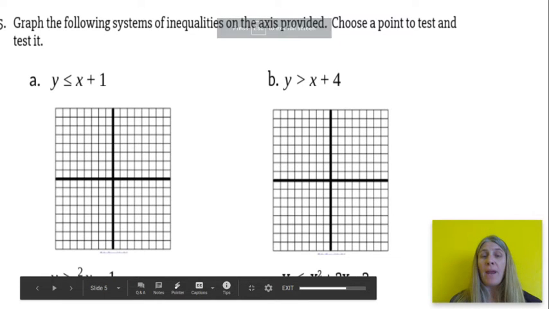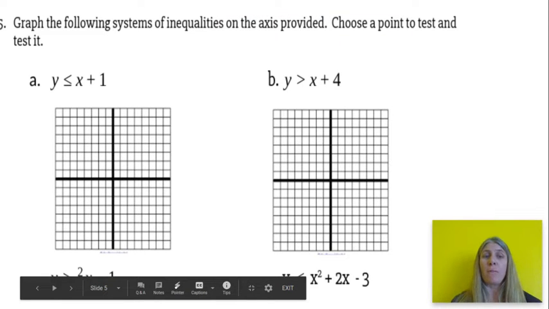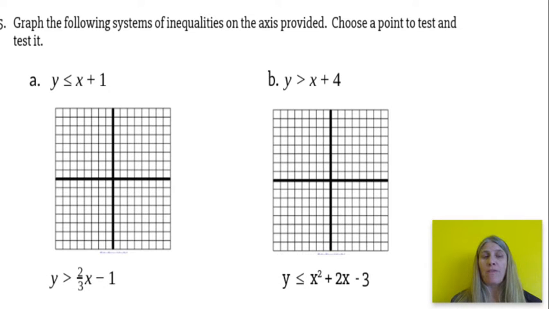Ladies and gentlemen, now we're going to go through the answers for problem number 5, where we are actually graphing a system of inequalities. So we're graphing two items on the same graph. So looking at problem A, we have a y-intercept of positive 1, and then we're going to go ahead and move a slope of 1 over 1.